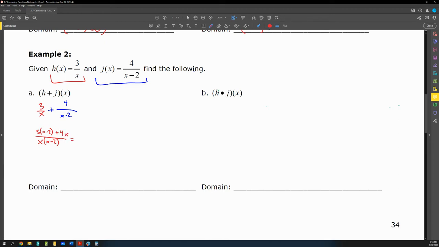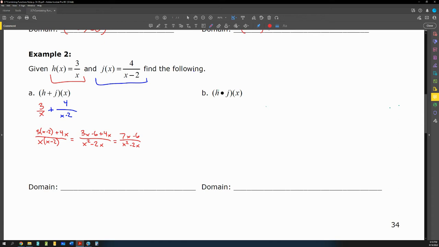Okay, let's go ahead and simplify. So now we can simplify our denominator, x squared minus 2x. In our numerator, we get 3x minus 6 plus 4x. And we can simplify further, 7x minus 6 all over x squared minus 2x.